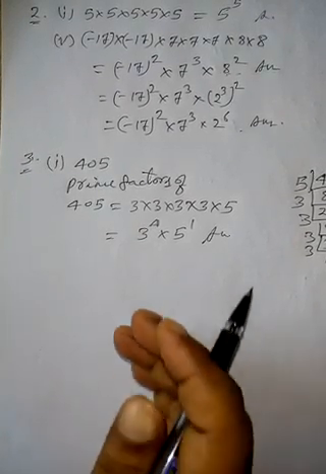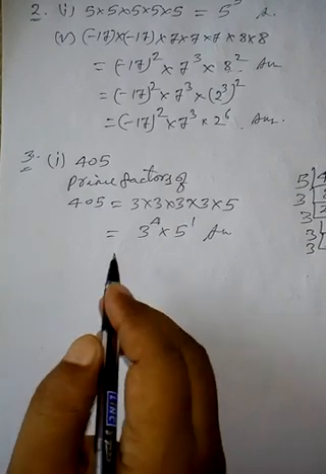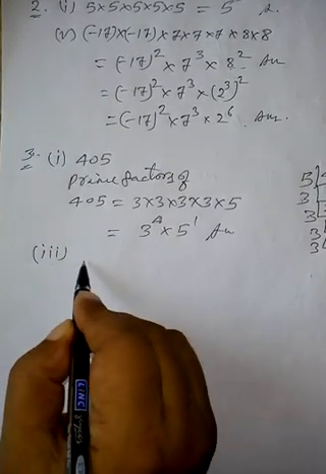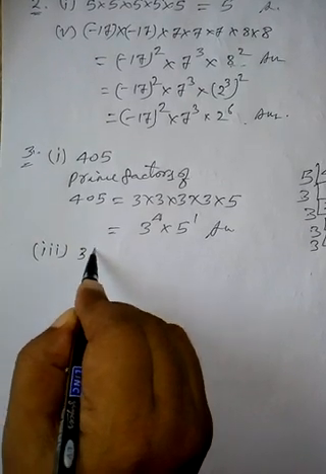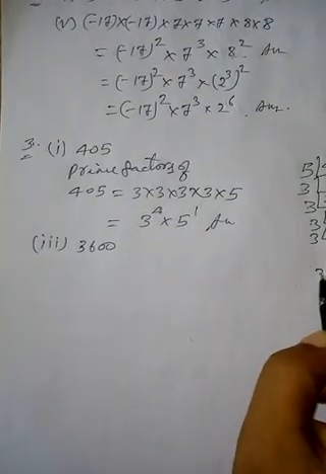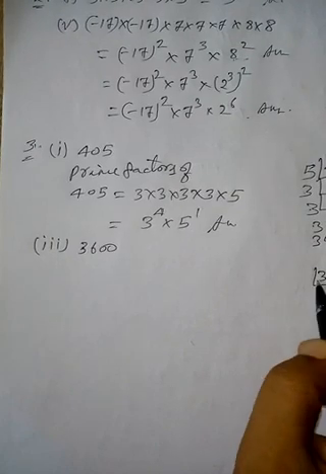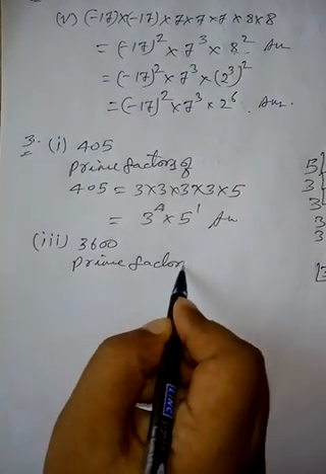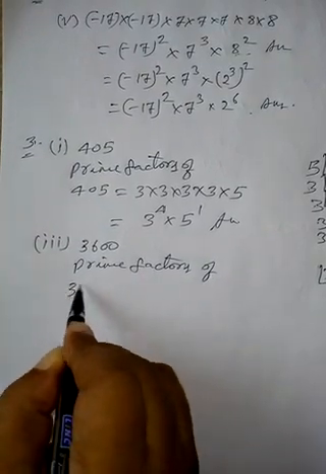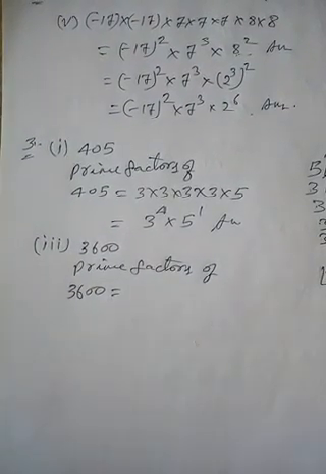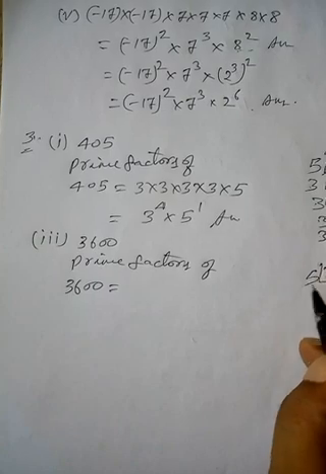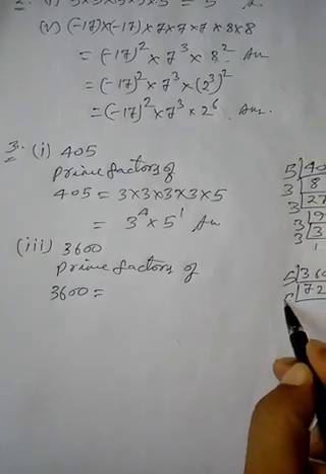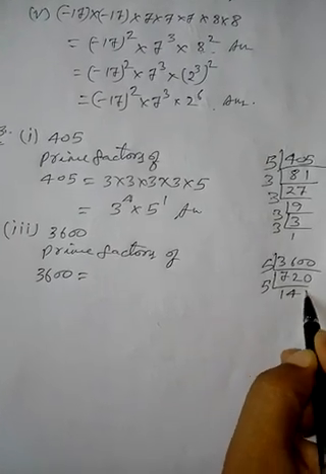Now one more question. Let's see. It is the third part: 3600. Take the factors. Write the prime factors of 3600. It is divisible by 5: 5 7s are 35, 5 1s are 5, so we get 720.